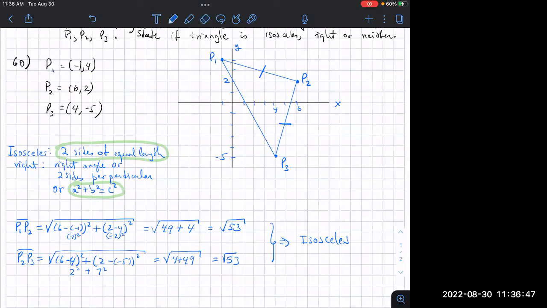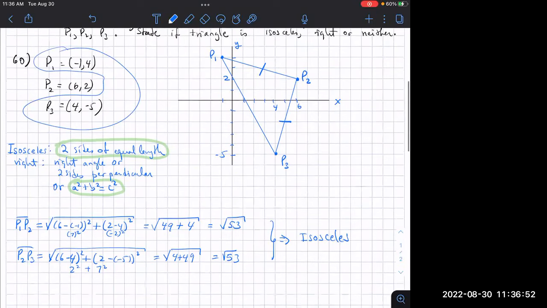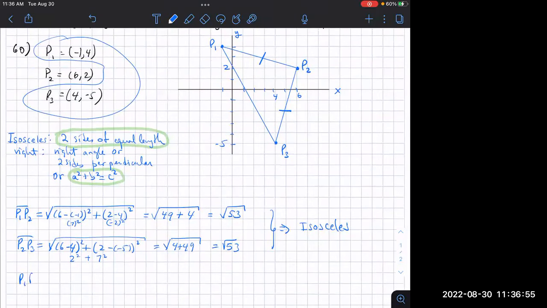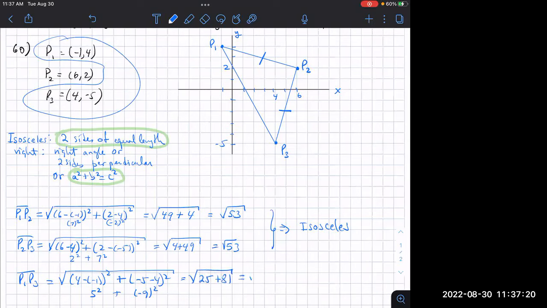So now let's find P1, P3. I'm looking at those two. So that's the square root of 4 minus -1, or the other way around, plus -5 minus 4. So 4 minus -1, that's 5 squared. -5 minus 4, that's -9 squared. So it's 25 plus 81. So that's 106.